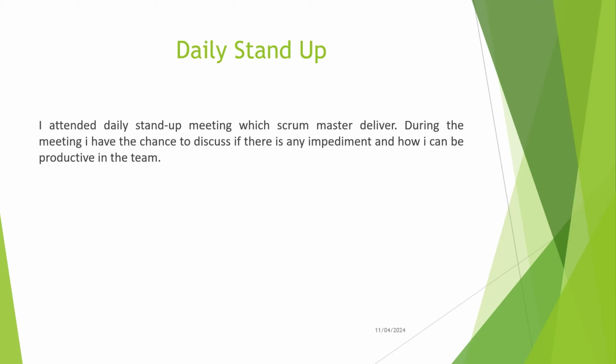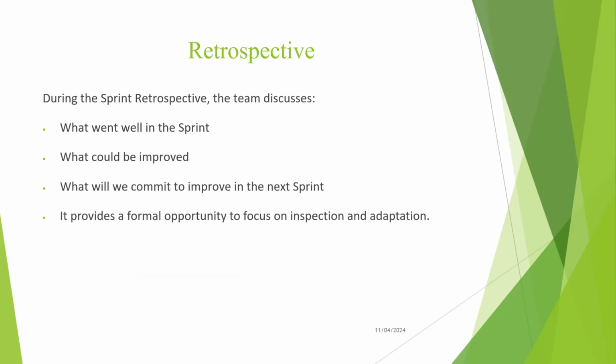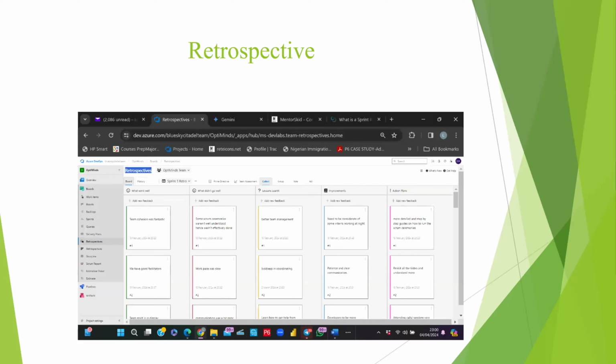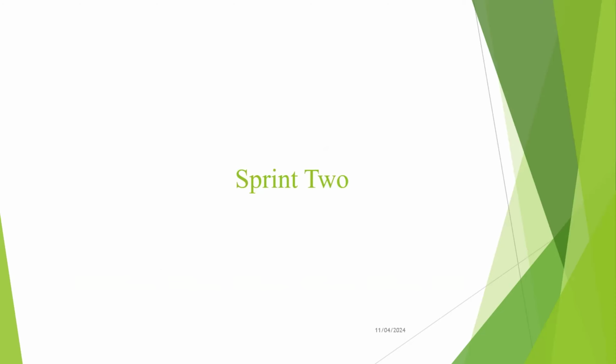During sprint one, we always do a daily stand-up, whereby we talk about what we are doing and the kind of impediments that we are facing. That usually happens every day. At the end of the sprint, we did a retrospective, whereby we talk about what can be improved and how the sprint went. That's what we discussed during the retrospective. So this is my retrospective screen.